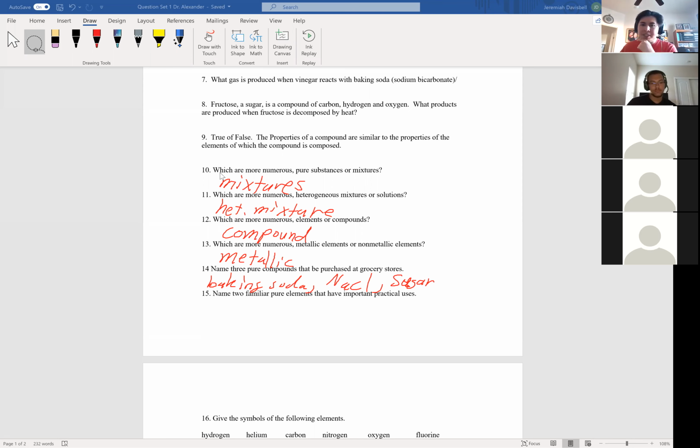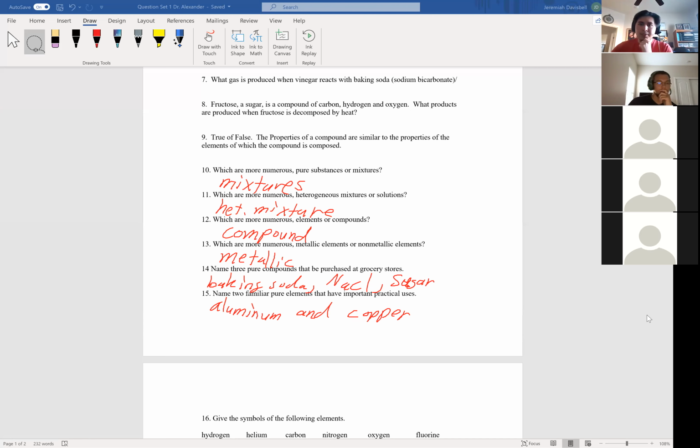And on to number 15, what are 2 pure elements that have practical uses? So what pure elements do we use in everyday life? Aluminum and copper. Right. We use aluminum for aluminum foil, and copper for wiring, right? So we use copper to wire our homes, wire electronics, and so forth.